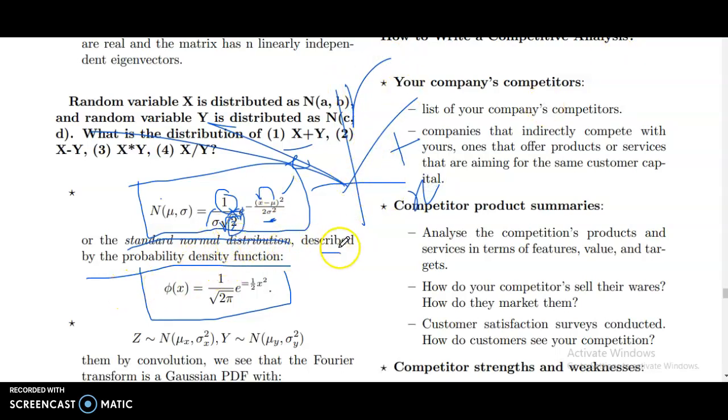So, standard normal distribution described by the probability density function. Phi of x equal to 1 by root 2 pi, e power minus 1 by 2 x square. Here 2 pi rooting, then take one value like this, then multiply with e power minus 1 by 2 x square, x squaring, then multiply with half, 0.5 in negative side, then multiply with this.